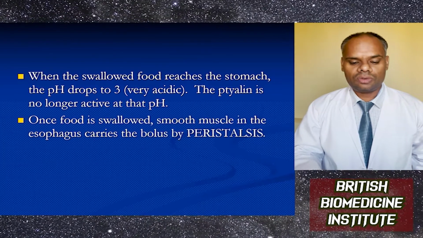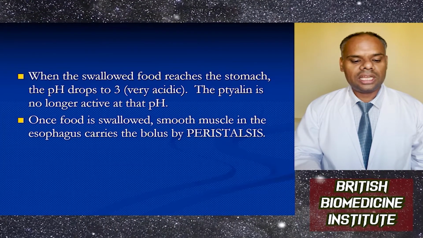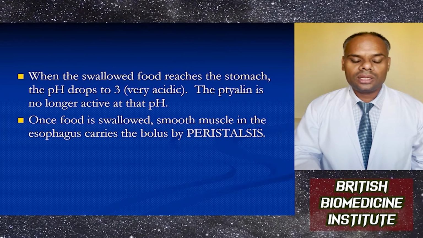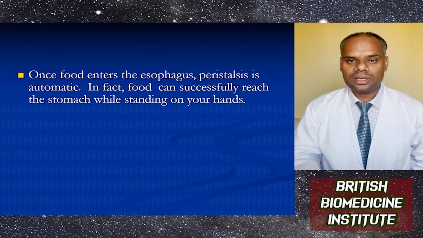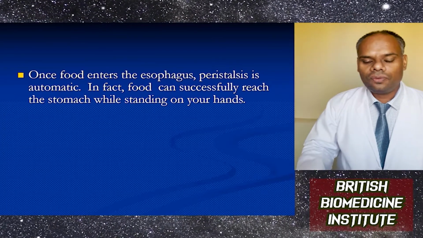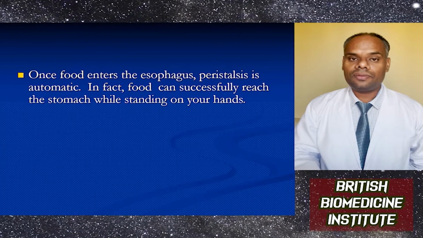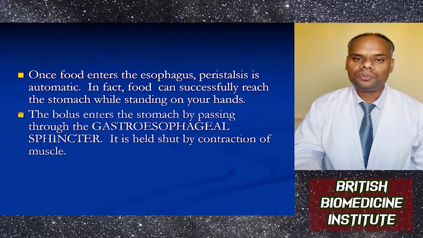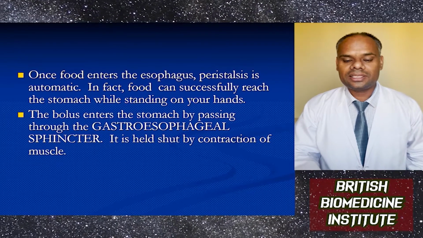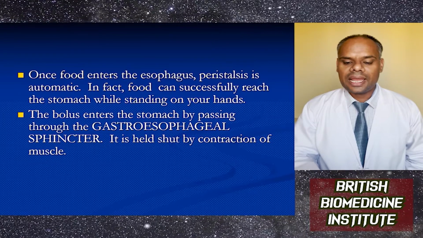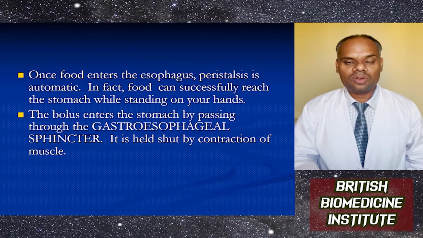Once food is swallowed, the smooth muscles in the esophagus carry the bolus by peristalsis, and once food enters the esophagus, peristalsis is automatic. In fact, the food can successfully reach the stomach while standing on your hands. The bolus enters the stomach by passing through the gastroesophageal sphincter. It is held shut by the contraction of muscles.